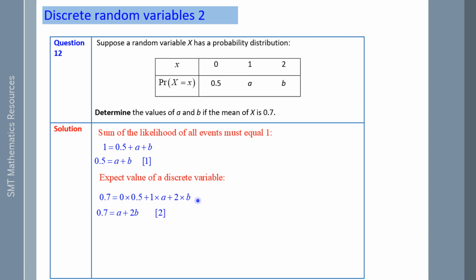We can simultaneously solve now. You could have equation 2 take equation 1. So 0.7 take 0.5 is 0.2, and 2b take b is 1b. So b is 0.2. If you know b is 0.2, then a has got to be 0.3, because these two have to add up to 0.5. So we simultaneously solved and determined a and b.